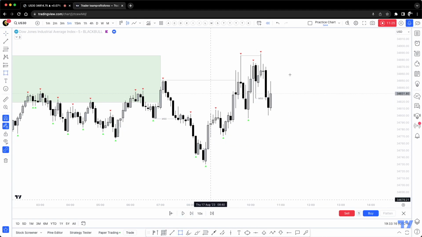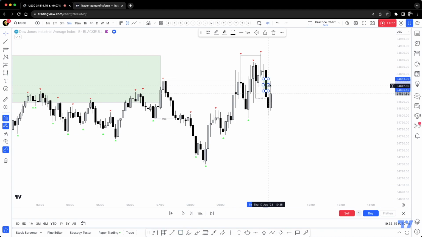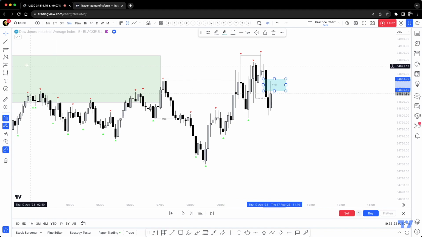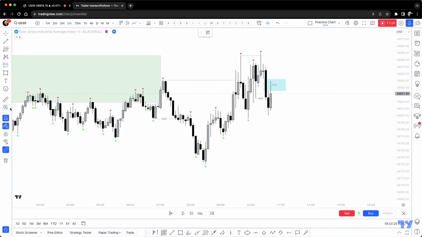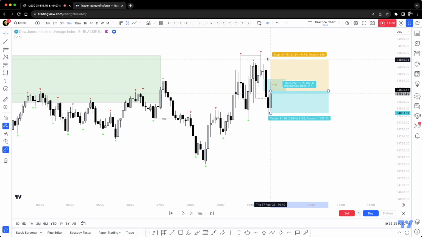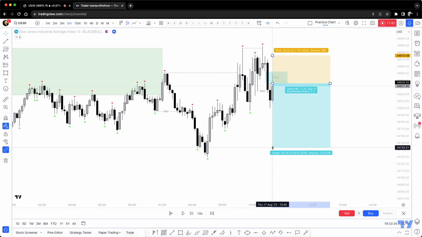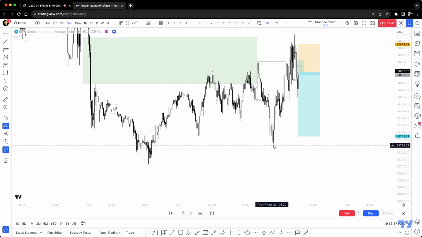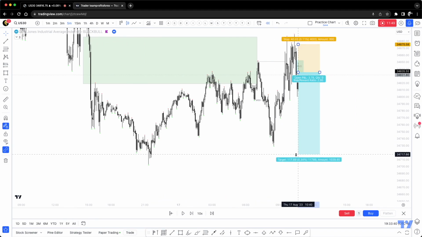right here, and our fair value gap was right here, right? So probably our entry would have been in this area. Stop, we can put it above that high, maybe above this high right there. Take profit 1 to 2, or you want to aim for the sell side liquidity, which is these recent lows. You could be aiming those.